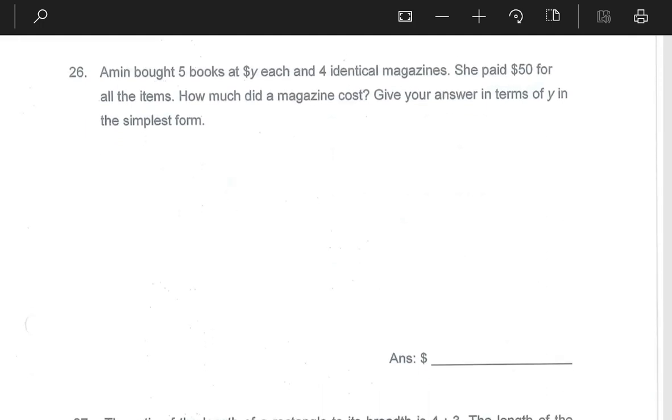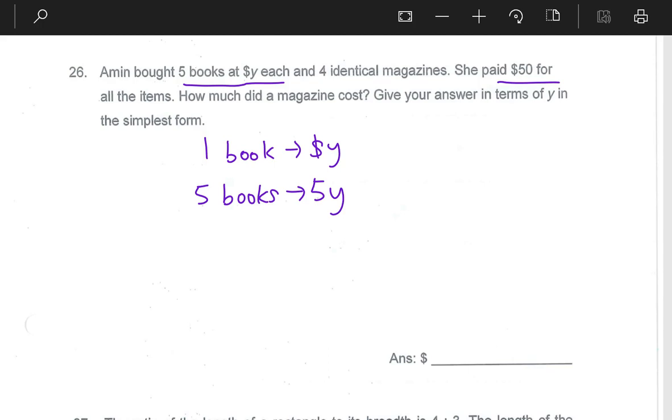Question 26, you have 5 books at $Y each. So if one book is Y, then 5 books will be 5 times Y. Remember, the digits go first. Now you paid $50, but this $50 is not just for 5 books. It is also for 4 identical magazines. So you take the 50 and you minus away the 5Y. This gives you the cost of the 4 magazines.